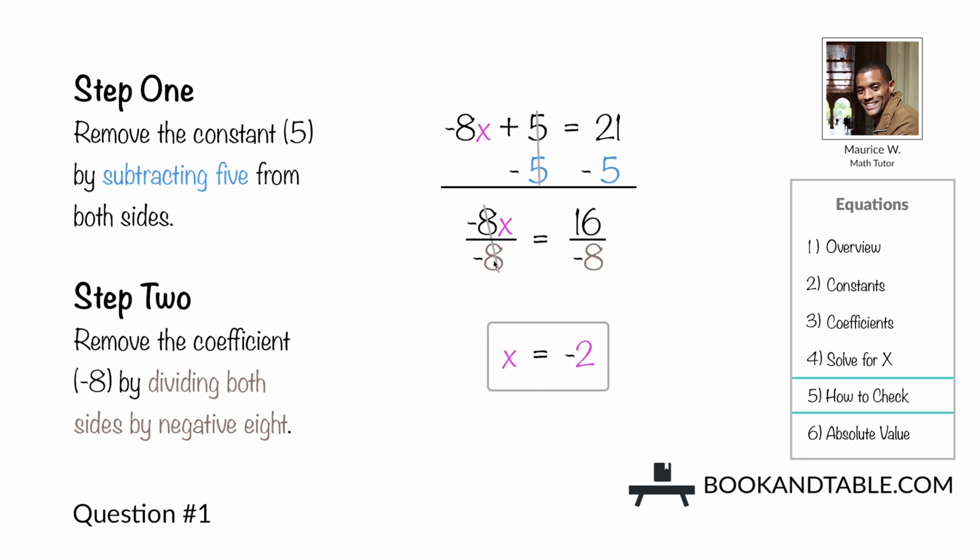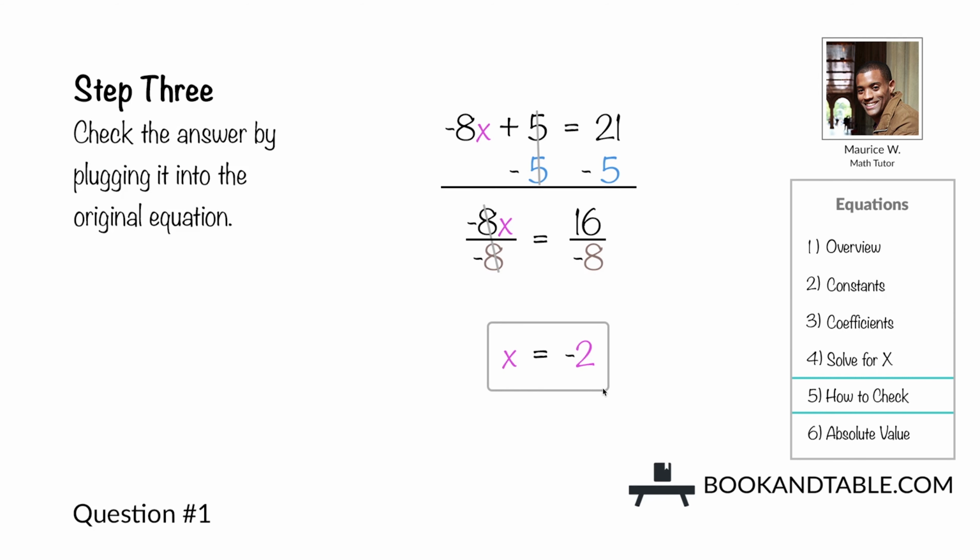Negative 8 divided by negative 8 cancels out the coefficient, leaving us with x on the left side. Since we divide the left side by negative 8, we divide the right side by negative 8. 16 divided by negative 8 is equal to negative 2. So the answer to question number 1 is x is equal to negative 2.